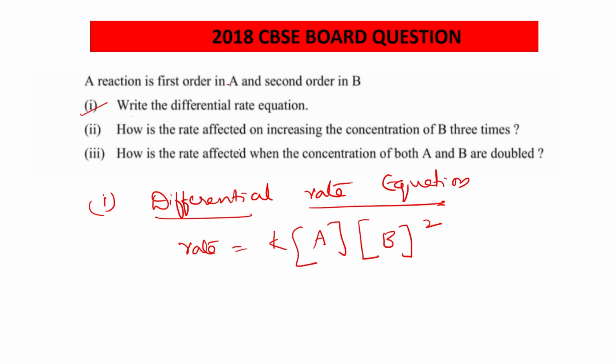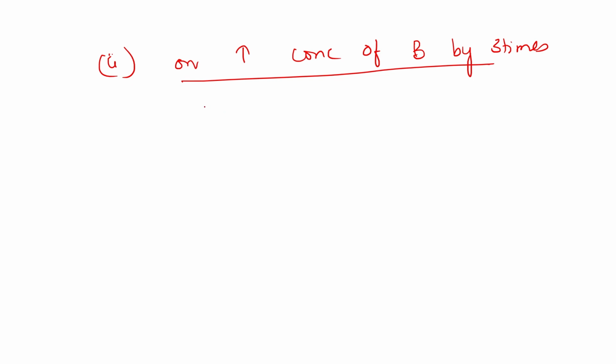What did they ask us? How is the rate affected on increasing the concentration of B 3 times? You are increasing the concentration of B 3 times itself. Let us take the equation. So in the second part, what did they say? On increasing the concentration of B by 3 times. You are going to take the rate equation again, right? So this is your second differential rate equation for B. How many times is it increased? 3 times. So it becomes 3 squared. How much is it, students? 9 times. This is the concentration of B.